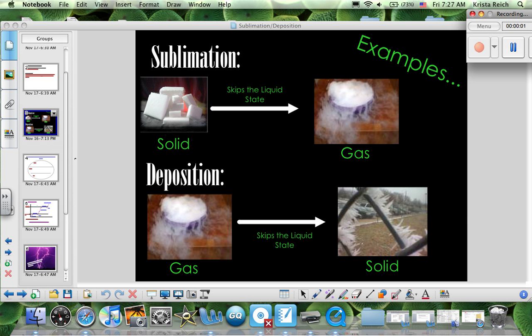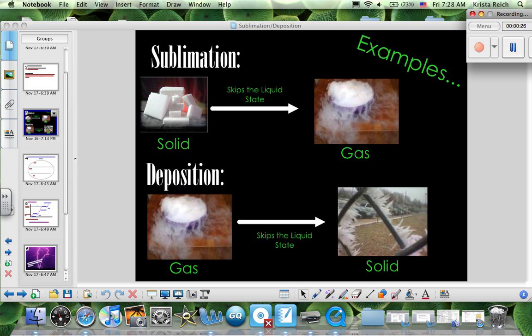Here's some more examples of sublimation and deposition. Well, not just a visual picture. Right here, this solid block of dry ice, this is frozen solid carbon dioxide. It will never enter the liquid state. It will skip directly over the liquid state and go into a gas. And that's what you see here through the fog, is just the carbon dioxide being released.